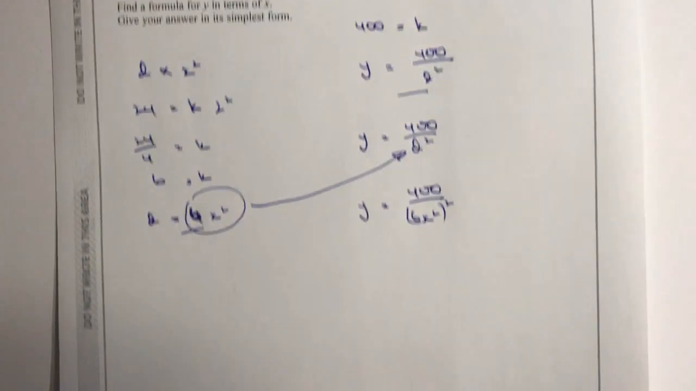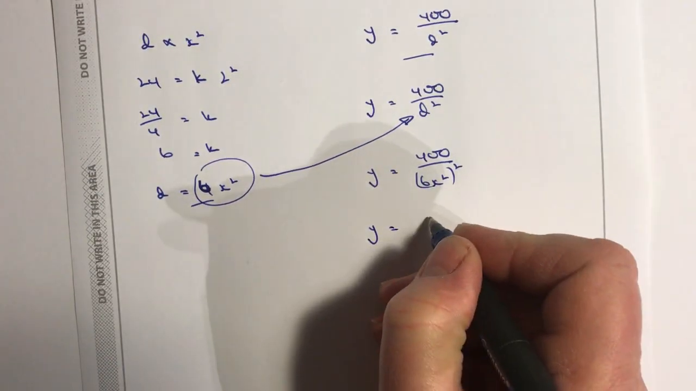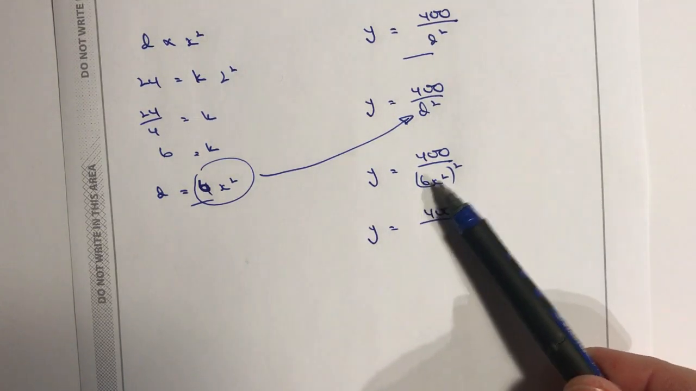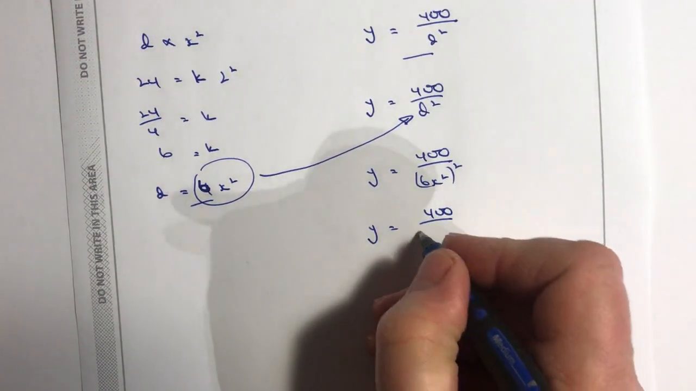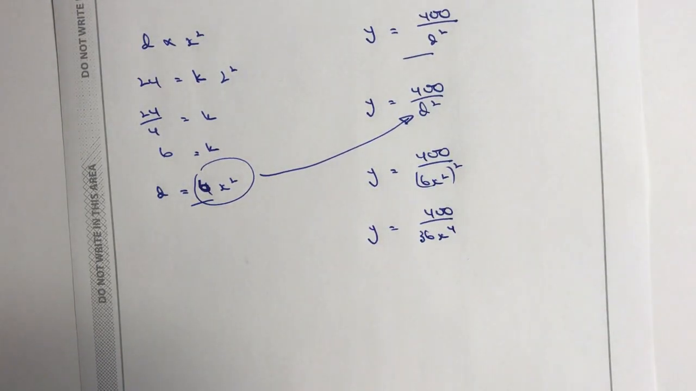Okay, so we can now work that out a little bit better. We can write that as y equals 400. Okay, so each of these terms needs to be squared. So 6 squared is going to be 36, and x squared squared is going to be x to the power of 4. So it's 36x to the power of 4. I think that's probably good enough for this particular question.